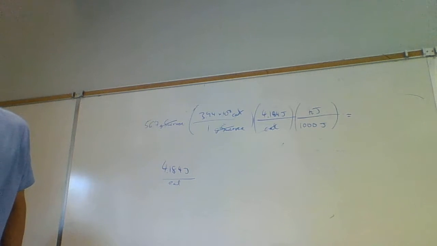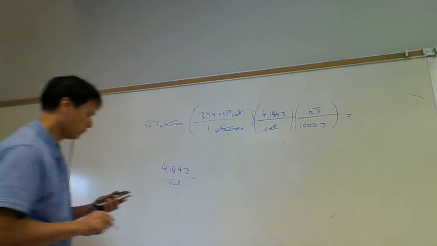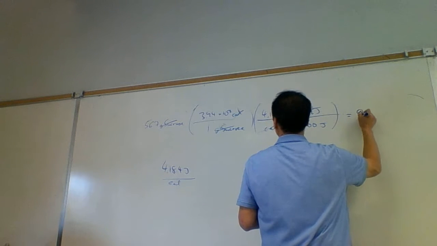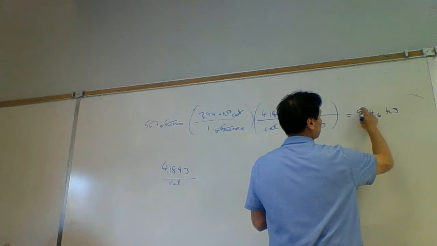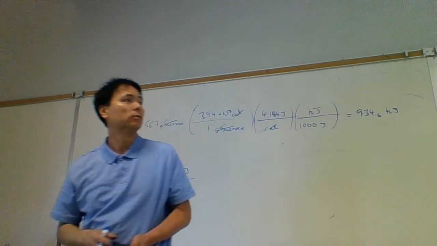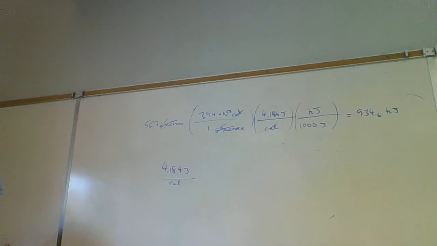Here, we burned the glucose. So 56.7 times 3.94 times 10 to the third, times 4.184, divided by 1,000. That gives 934.6 kilojoules are released to the atmosphere.